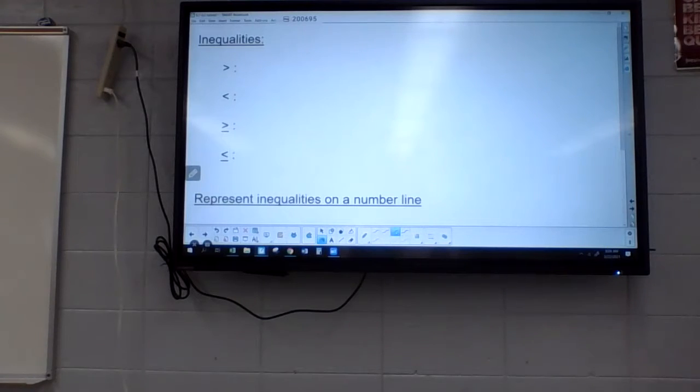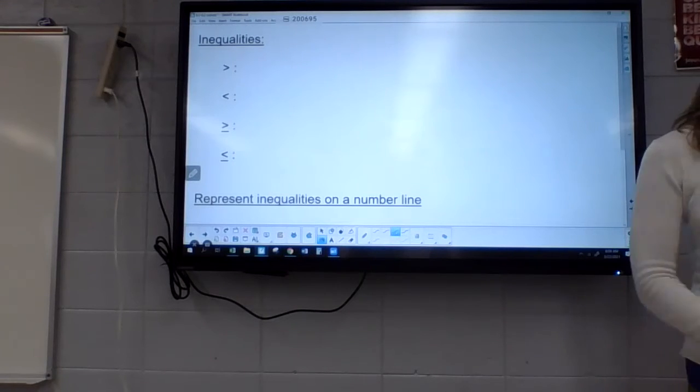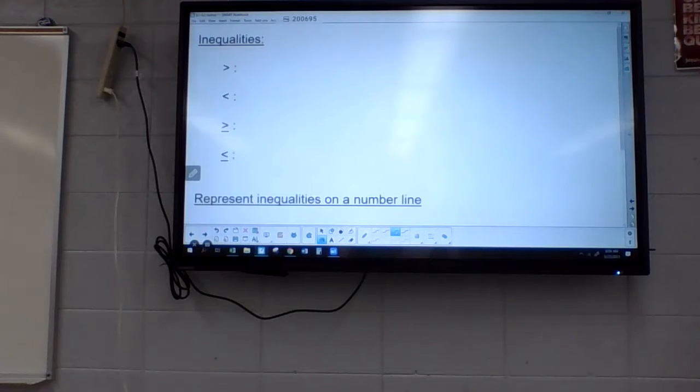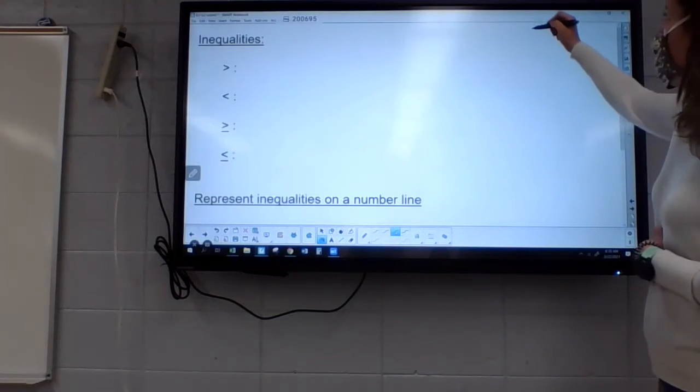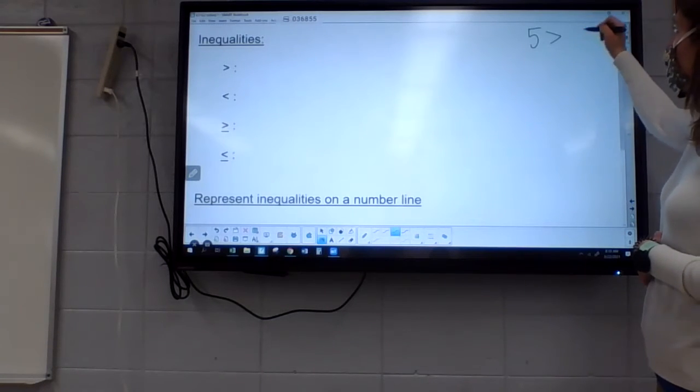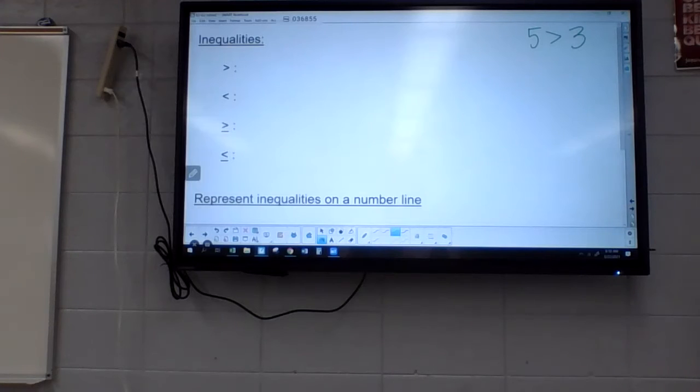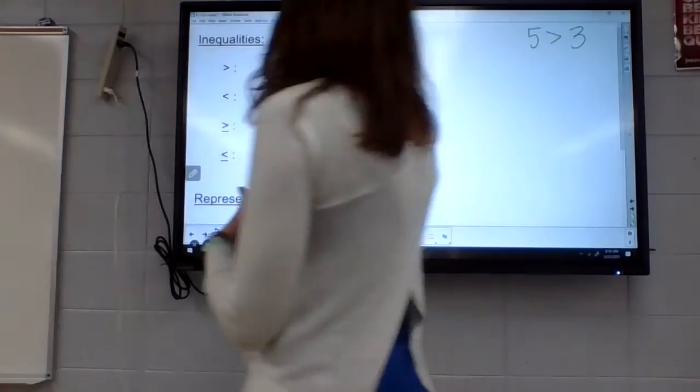Be good. So, inequalities. The idea with inequalities, and the way I was taught way back when, you've probably seen these in elementary school, is that the fish, or whatever it happens to be, wants to eat the bigger amount. So, if I have 5 is greater than 3, it's because it wants to eat the 5 because that's bigger. It wants the larger amount. So this one means greater than.